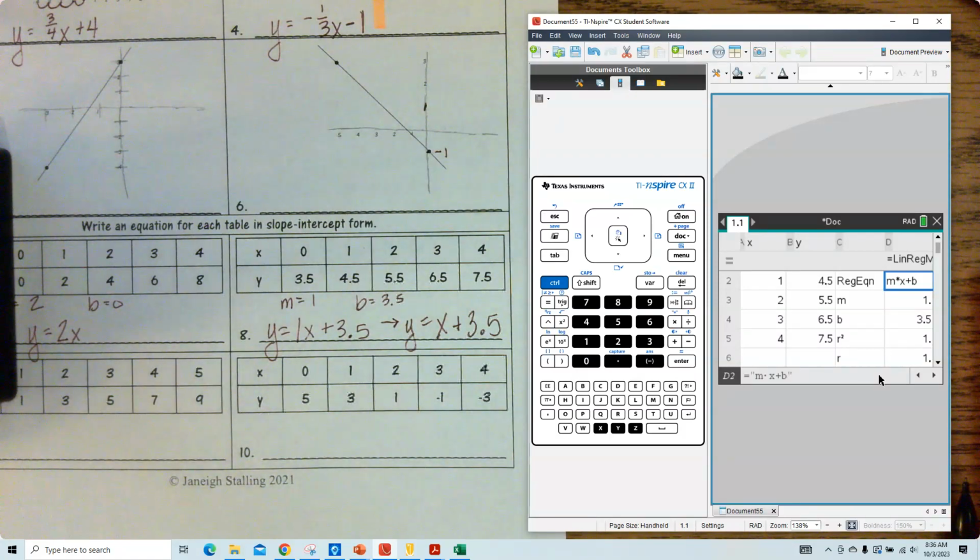All right, that leaves you 4 problems left to do.